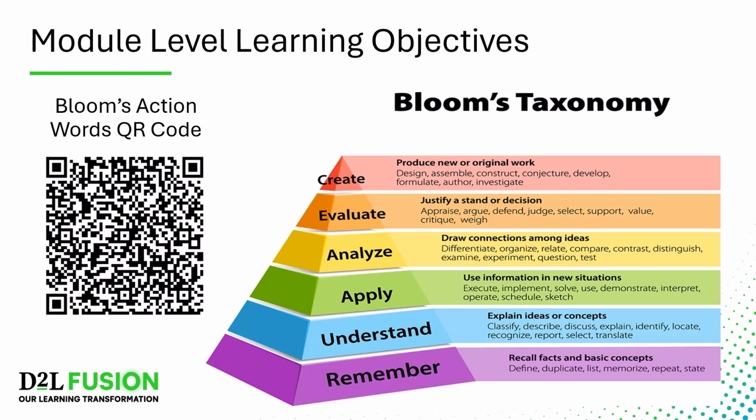Examples are like remember: recall the 6 categories of the original Bloom's taxonomy in 1956. Understand: explain each main category of Bloom's taxonomy in the original 1956 version and revised 2001 version. Apply: demonstrate the use of the Bloom's taxonomy action verbs when creating SMART goals.